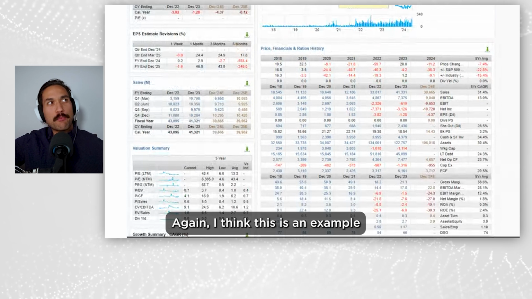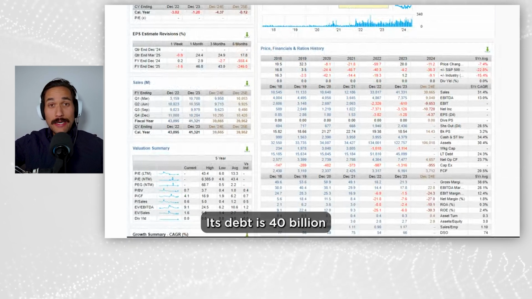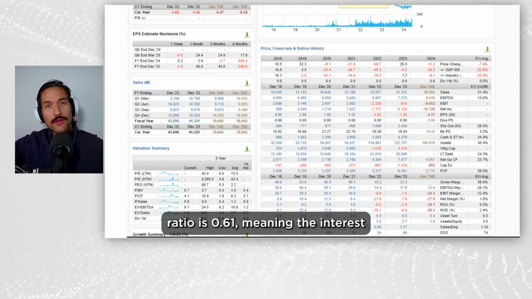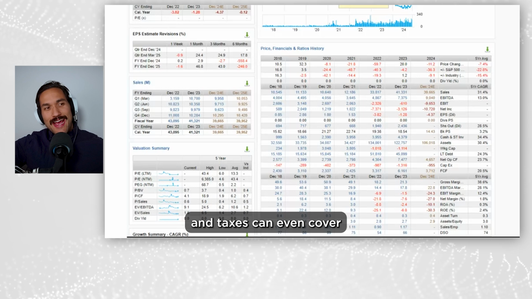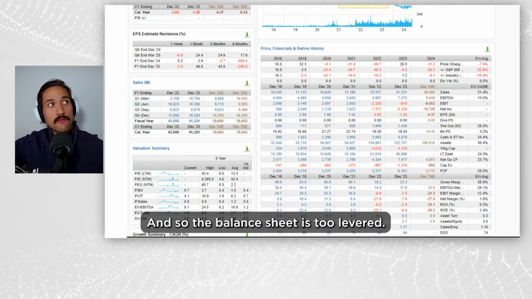Projected to be negative 27% this year. Again, I think this is an example of a company that has a lot more debt than it can handle, right? Its debt is $40 billion on a $25 billion market cap company. Its interest coverage ratio is 0.61, meaning the earnings before interest and taxes can't even cover the interest expense for this company. And so the balance sheet is too levered. It's not healthy.